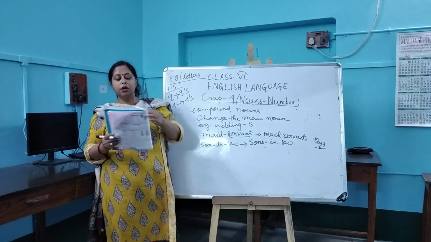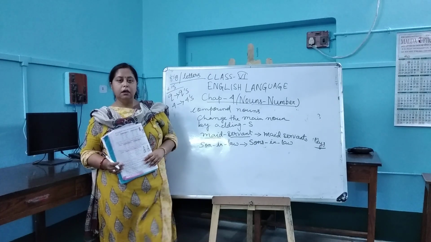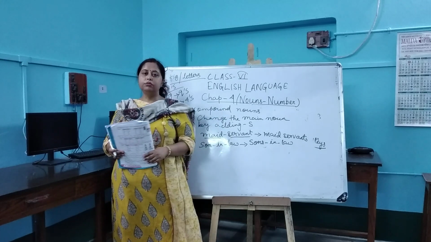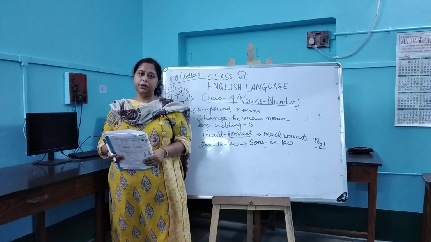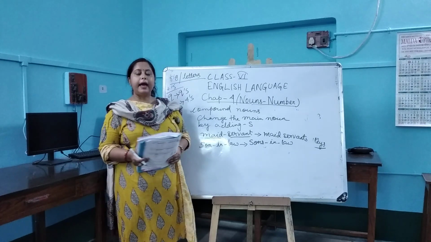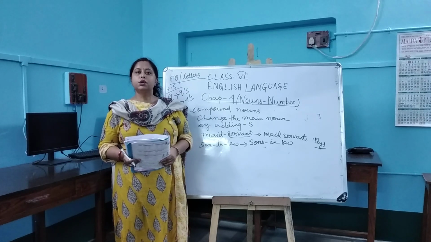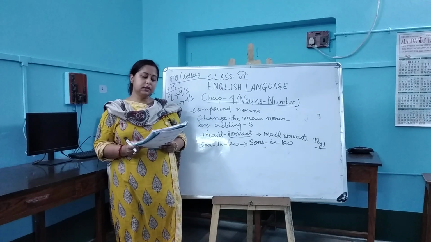Abstract nouns do not have any plural form because they are not countable. When things are not countable, you cannot make them plural because you can't count how many. So abstract nouns like sadness, sorrow, love, anger, you cannot count them. They are always in the singular form.